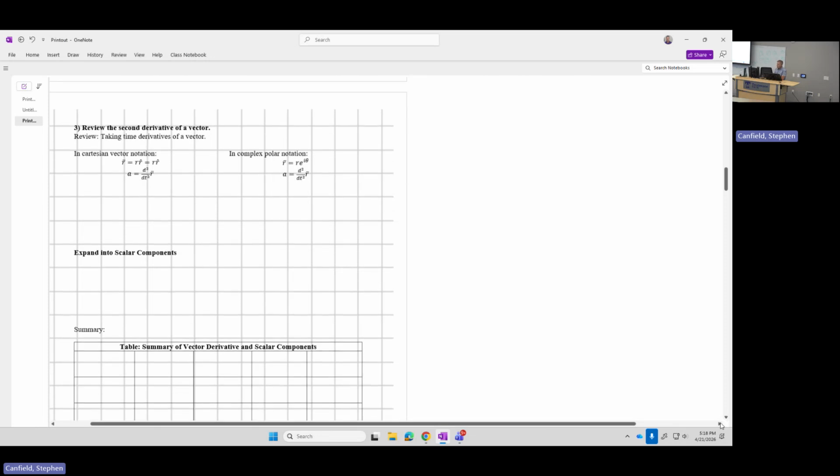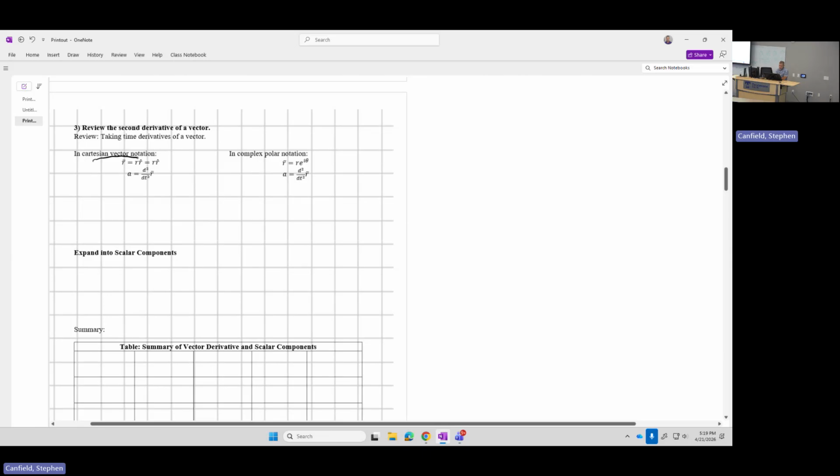So the key idea here is that this is the same process as velocity. The additional thing is derivatives. We're taking a second derivative. In velocity, we took the first derivative. So let's go and practice that. Let's take a few minutes and practice taking the derivatives.